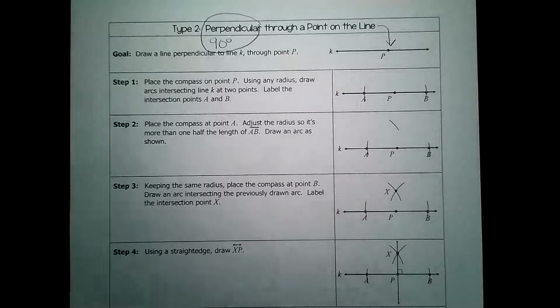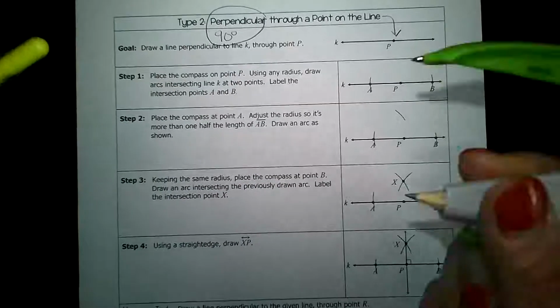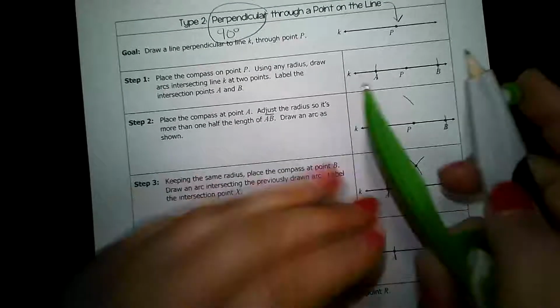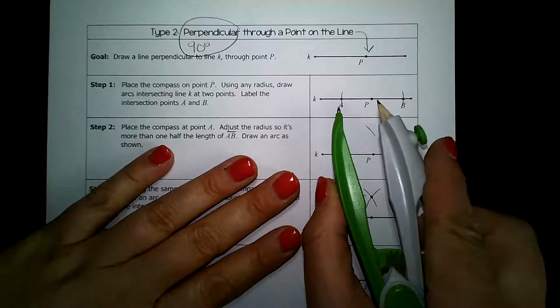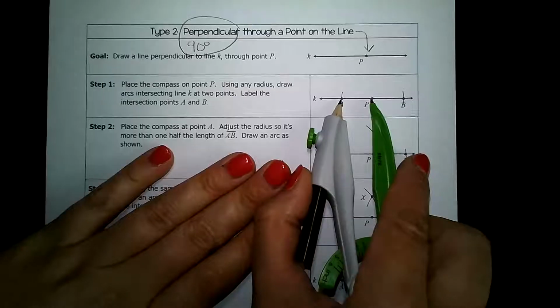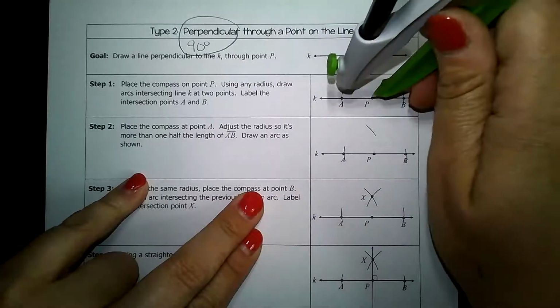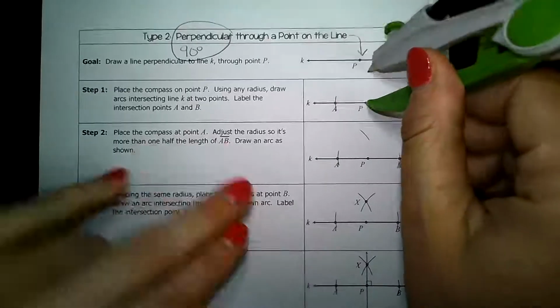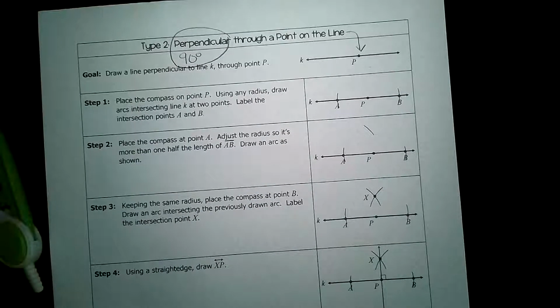I've got my tools ready to go. The goal is to draw a line that's perpendicular to line K, and it goes through point P. First, place the compass on point P. Excuse me, I keep moving that piece of paper. Place the compass on point P using any radius. Okay, switch the compass around. Using any radius, and draw arcs that intersect the line K at 2 points. So by starting here, and intersect, spin it over here, intersect, I've created line segment AB.